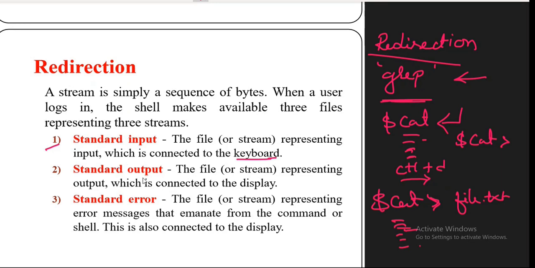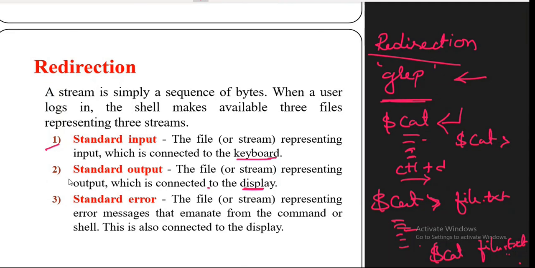Similarly, we have output stream, that is standard output, the file representing output which is connected to the display. If you want to display, for example with cat, normally you will just specify the name of the file. So this is one type of standard output: if you give this command, it will display the content of the file on the screen. There are different ways of doing this. I'll explain those examples later.